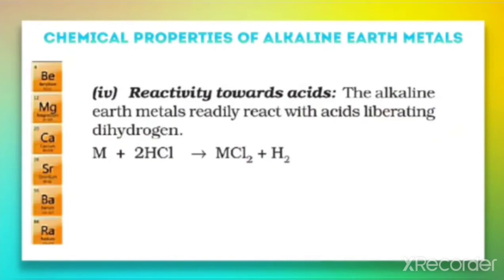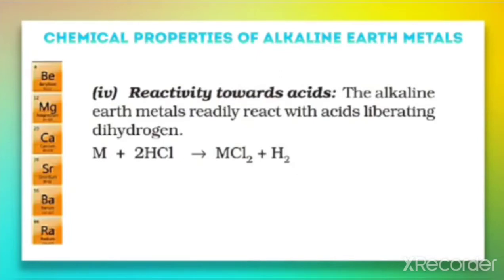The alkaline earth metals readily react with acids, liberating dihydrogen. So here there is a formation of hydrogen gas. That is a reaction of this metal with HCl, that is an acid. It results in the formation of chloride here, because here it is HCl. Look at the equation here.